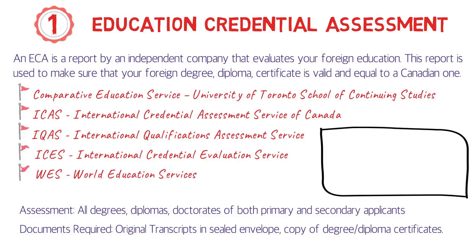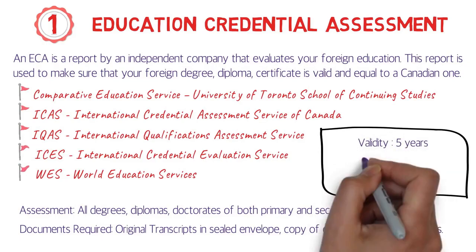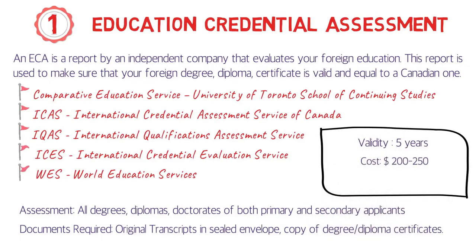The validity is 5 years. The cost is around 200 to 250 Canadian dollars. The processing time is 1 to 4 months. 1 month is the best case scenario if you apply through WES and everything goes well. Even WES nowadays takes around 1.5 to 2 months, while if you apply through the other organizations it's like 3 months to 4 months. So it differs from one organization to the other as well.